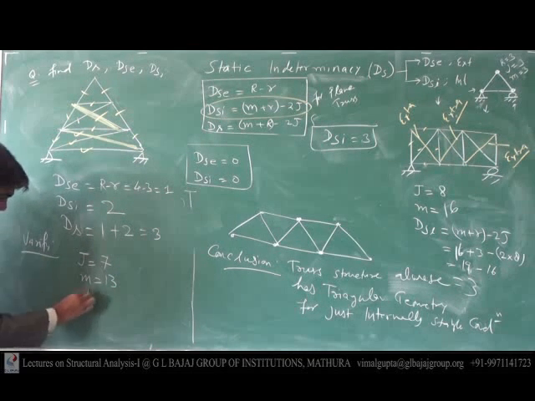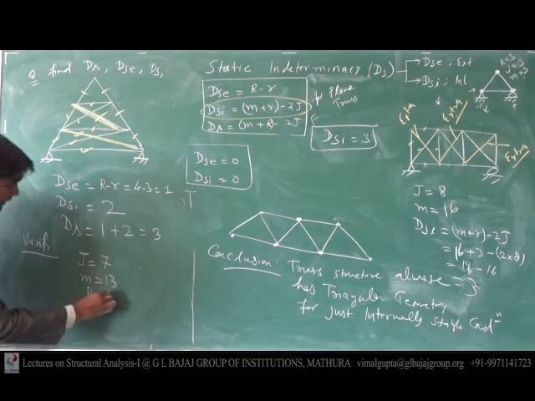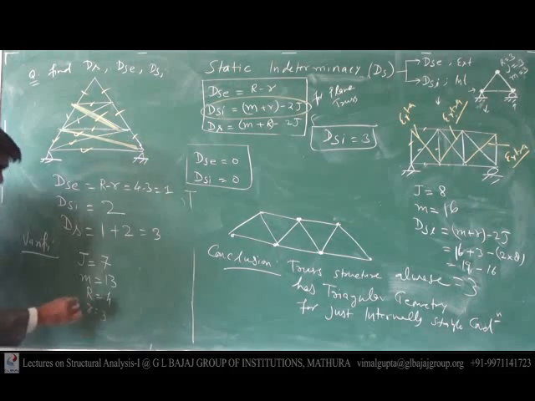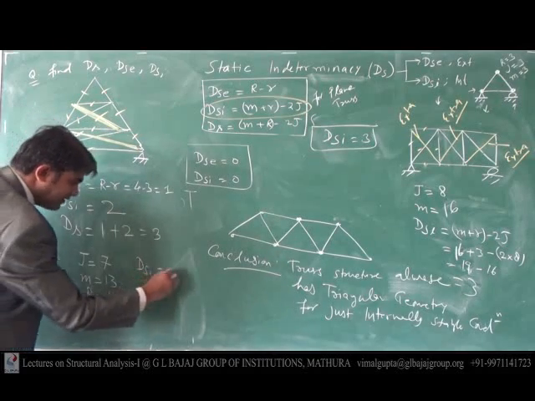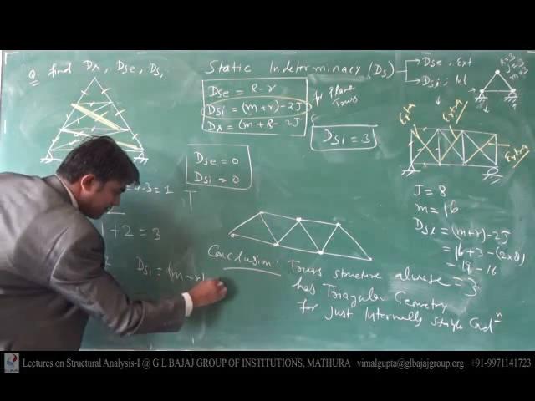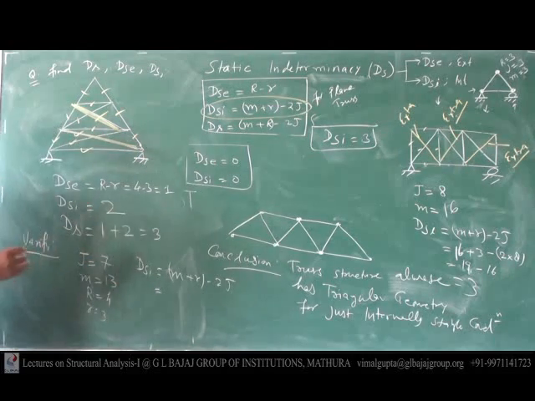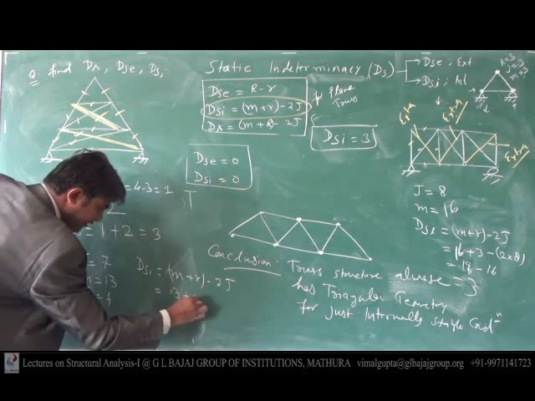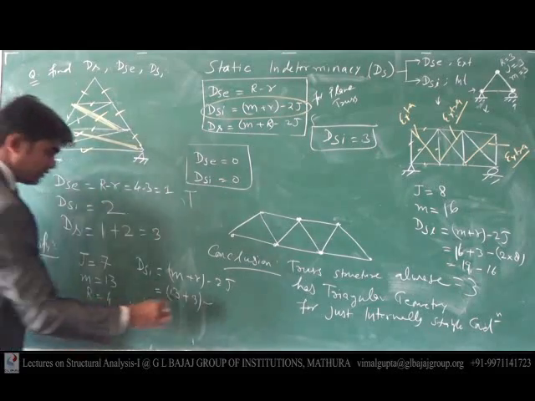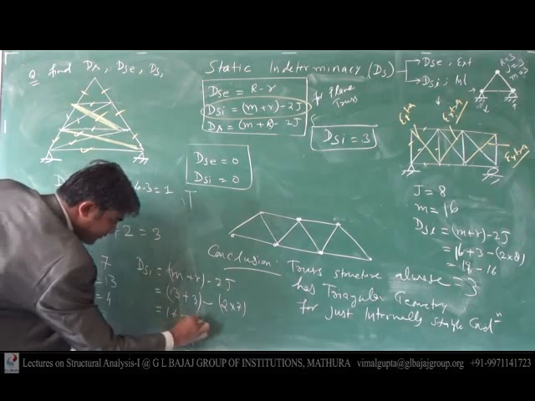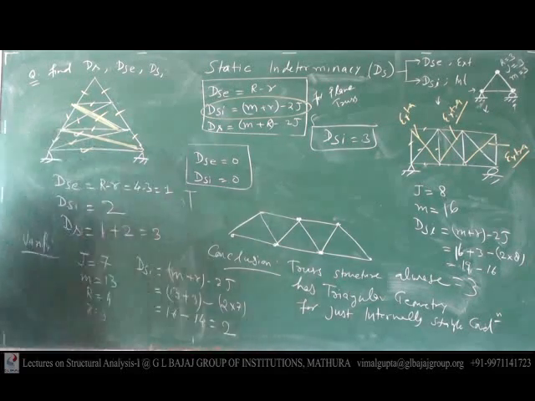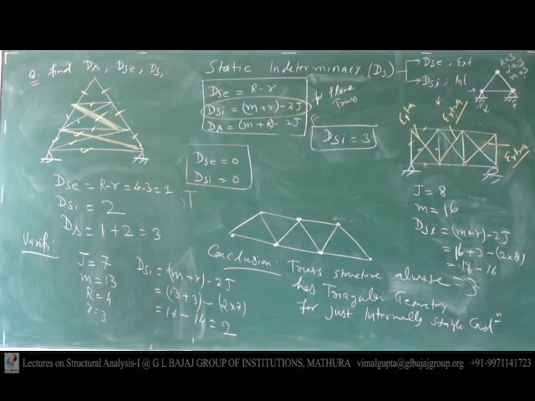Okay. Value of capital R is 4. Small r is 3. Put the formula. DSI equals small m plus small r minus 2j. Small m 13 plus 3 minus 2j. 2 into 7. So it is 16 minus 14. It is the same.